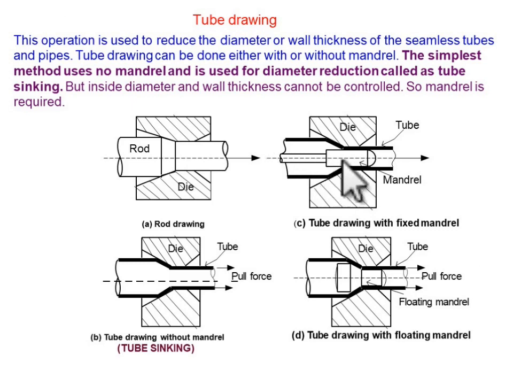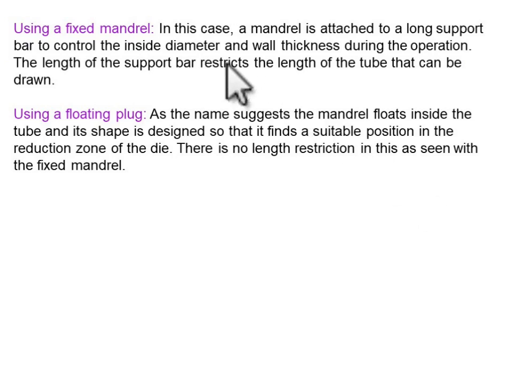You can see here, this is the length of the mandrel, right? So the tube length must be the same as or less than this mandrel size. That's why we say that the fixed mandrel restricts the length of the tube that can be drawn.